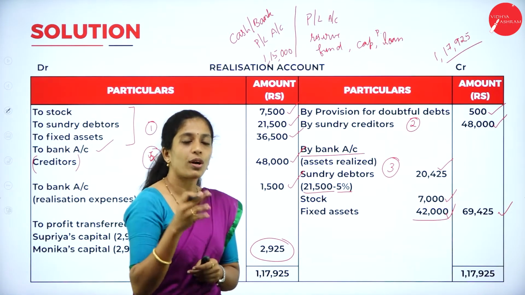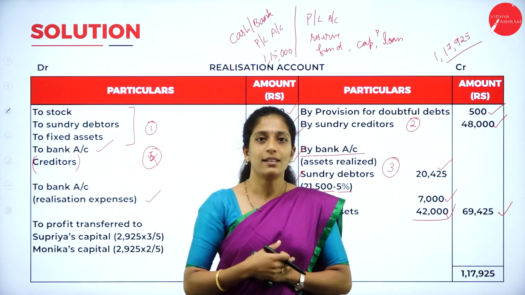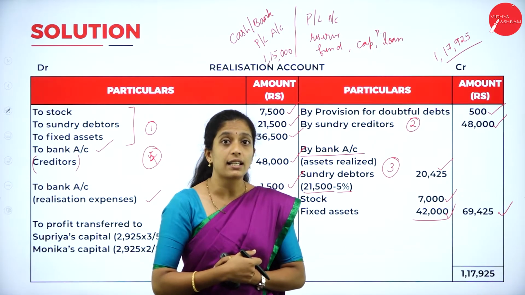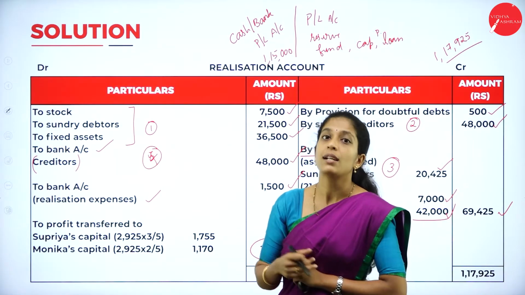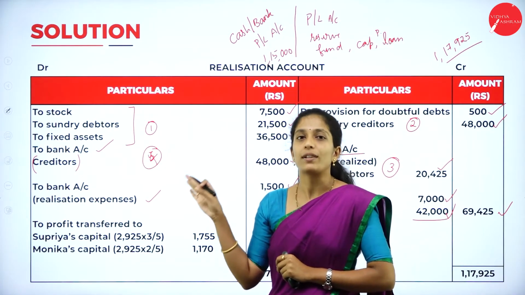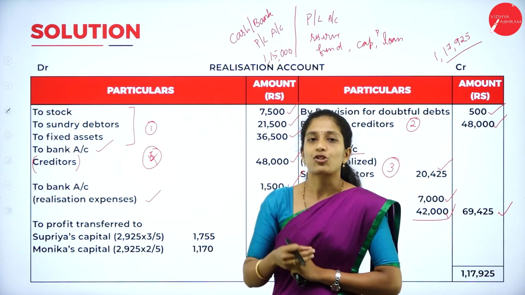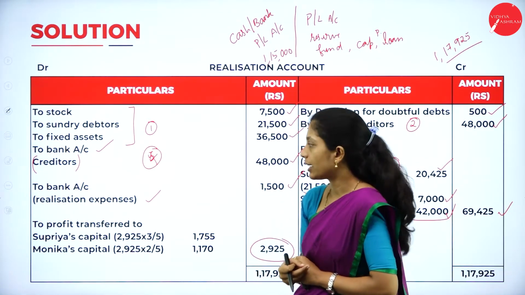2,925. Now what is this 2,925? Your credit side is more than debit side, right? Here credit side was 1,17,925, whereas your debit side was 1,15,000. So your credit side is more than debit side. It means realization profit, which has to be transferred to partners capital account in their profit sharing ratio.